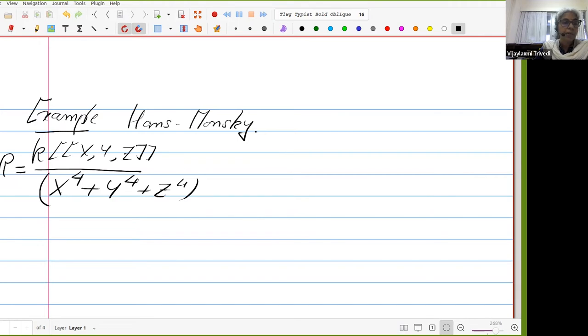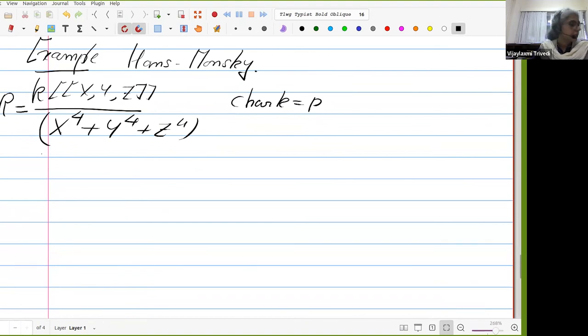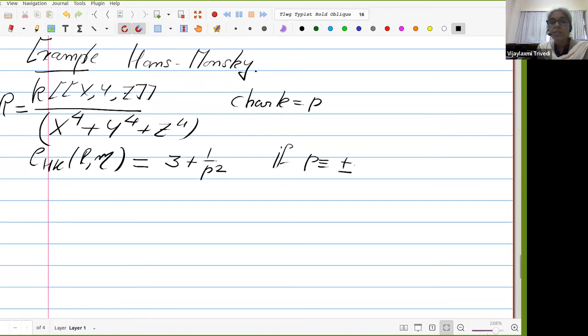So let R be k[x,y,z] modulo this equation x^4 + y^4 + z^4, and the characteristic of k is p. What they have shown is e_HK of R is equal to 3 plus 1 upon p squared if p is congruent to plus or minus 3 mod 8, and equal to 3 if p is congruent to plus or minus 1 mod 8.